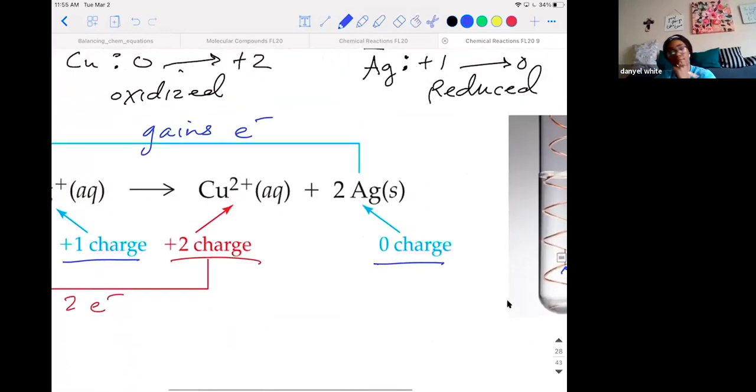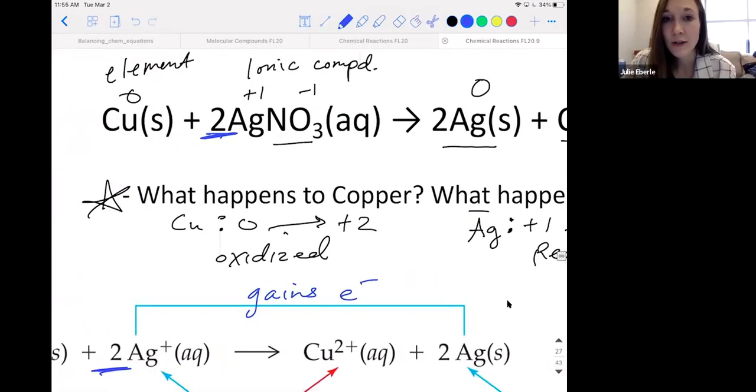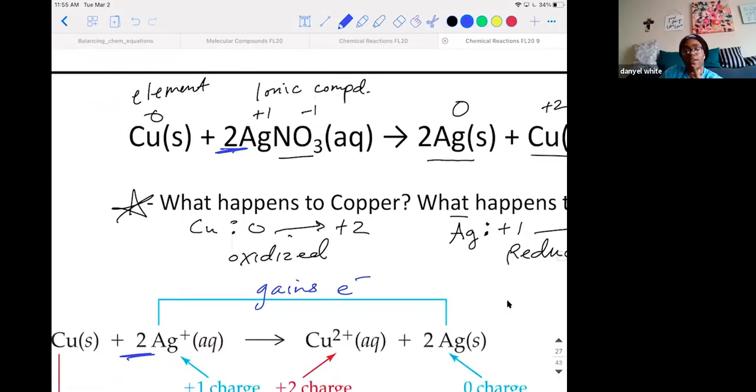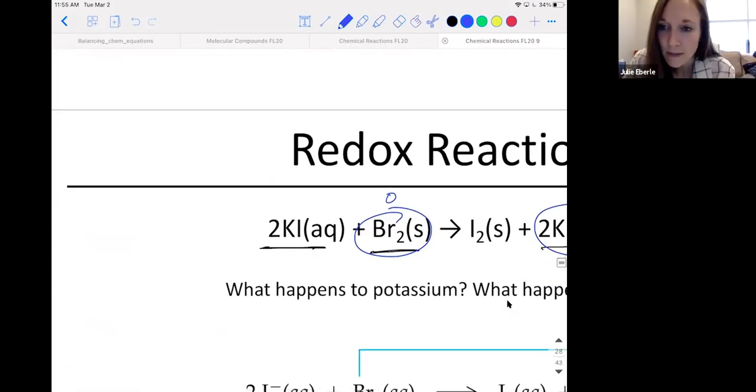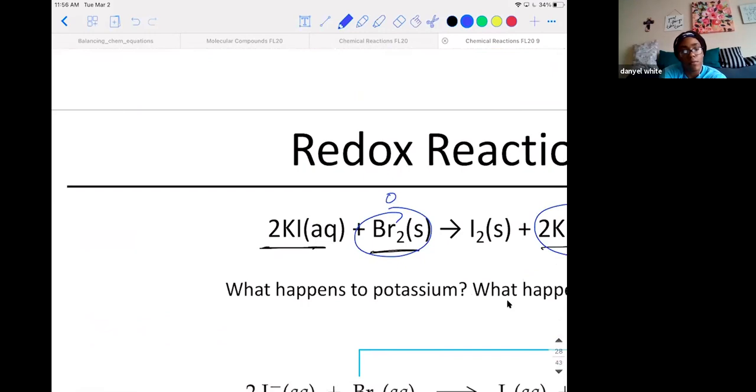So up on the first slide, it was copper that was 0. Yes, it was listed as the first element. That doesn't matter if it's written first or second. Is that what you're getting at? Yes. Here bromine's written second. That doesn't matter. Okay, great question.